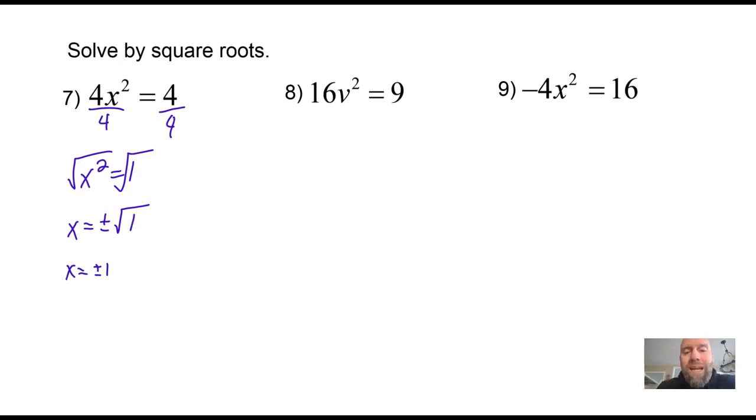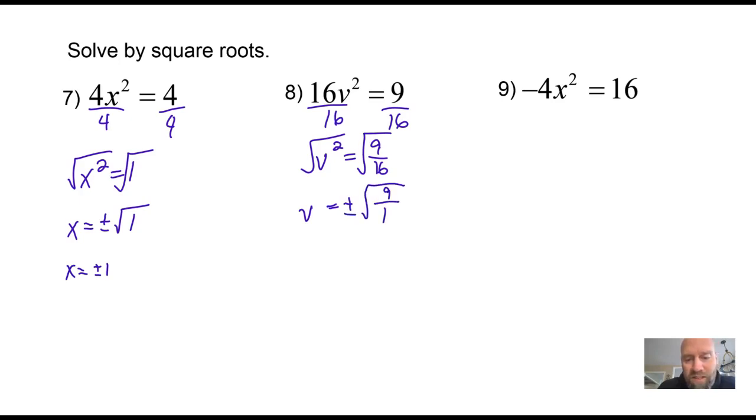All right, on number 8, some of you might start to look at that one and notice, hey, that one's going to do something I'm not going to like. Don't freak out when you see fractions, okay? I can divide both sides by 16 using the division property of equality. I've got v squared is equal to 9/16. Okay? I'm going to use the same process. I'm going to use the square root on both sides of my equation. So I've got v, it's not squared anymore, is equal to plus or minus the square root of 9/16.